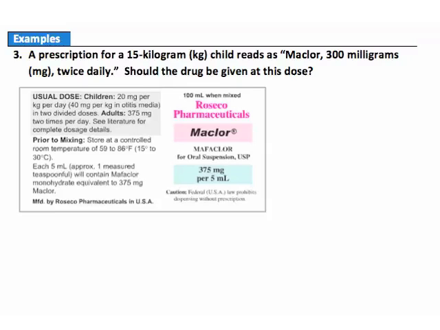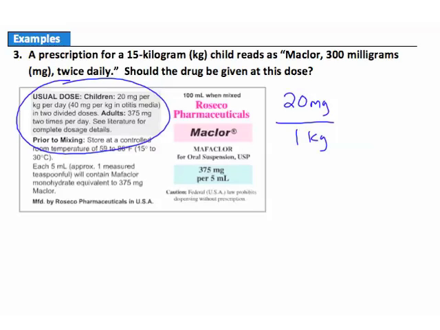Well, we want to compare this dose that's written on the prescription here with the usual dose of the medication. Here's the usual dose of the medication, 20 milligrams per 1 kilogram. So we want to write that down. 20 milligrams per 1 kilogram. Now in this case we have a 15 kilogram child.